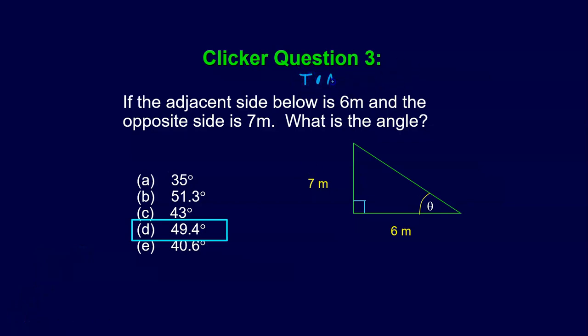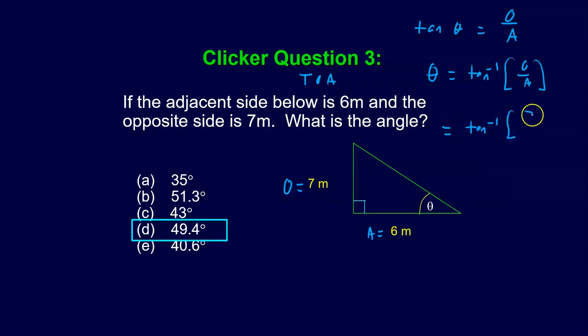So I chose to use TOA for this one here. And so that says the tangent of theta equals opposite over adjacent. And so we can take the inverse sine, or I'm sorry, inverse tangent of the opposite over adjacent to get the angle. And of course I did this because we were given the opposite as the 7 and the adjacent as the 6. And so when I plug in 7 meters over 6 meters, I got 49.4 degrees.